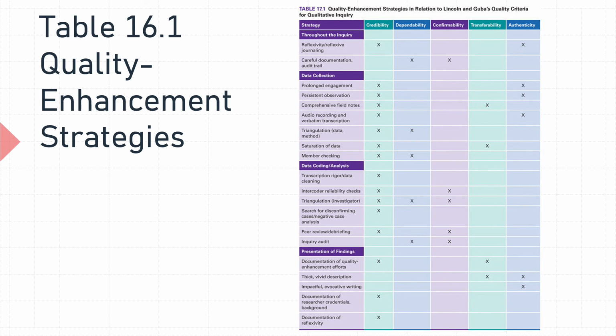In your data collection, one of the things that gives you credibility is prolonged engagement. And if you look through these, one of the things that's down further is saturation of data. And saturation means you've done enough interviews, you've done enough interactions that you're starting to get themes. You can't do one interview and have a theme. You probably can't do 3 or 4 and have a theme. But when you get to 25 or 30, you're likely going to have enough data that you can see themes, and this improves your credibility.